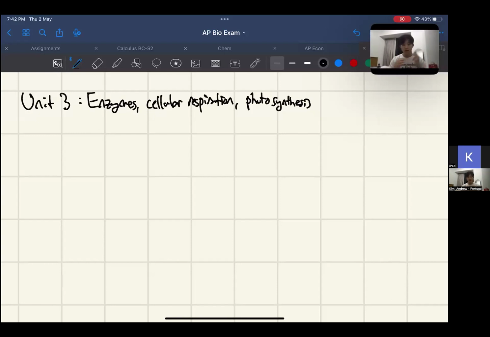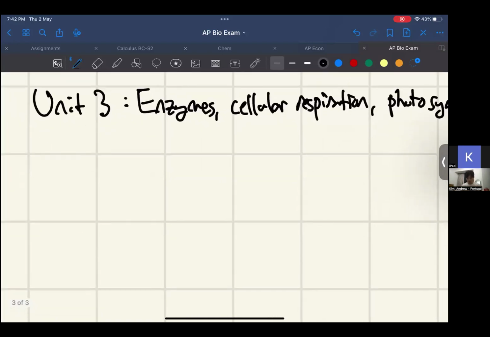Now, the third lesson will be about Unit 3, which is enzymes, cellular respiration, and photosynthesis. Now, these are very complicated concepts, okay? Probably not enzymes. Enzymes are simple, but cellular respiration and photosynthesis happen across a lot of different steps, and each of the steps requires a lot of things to remember. So it's going to be a little bit complicated, but I'm going to try to summarize all of them as simply as possible. So let's move on to the actual part.